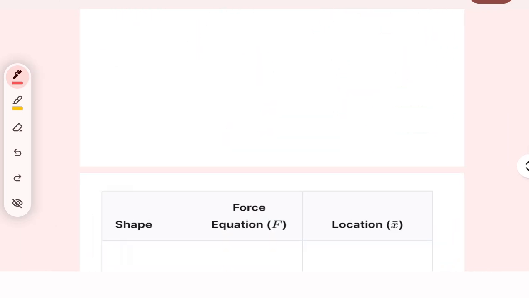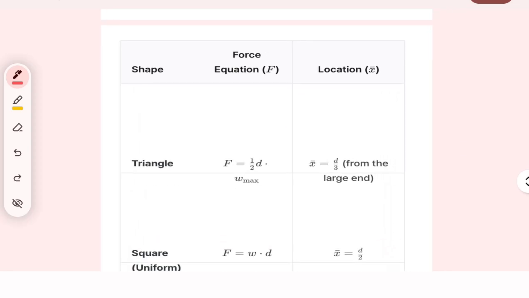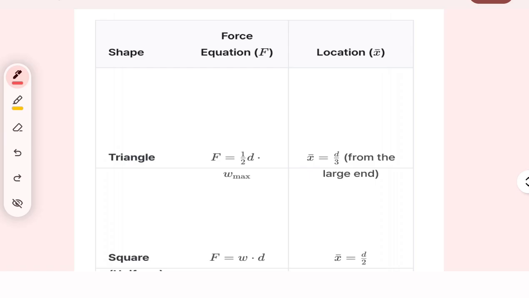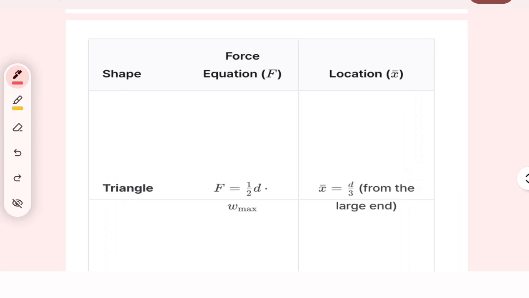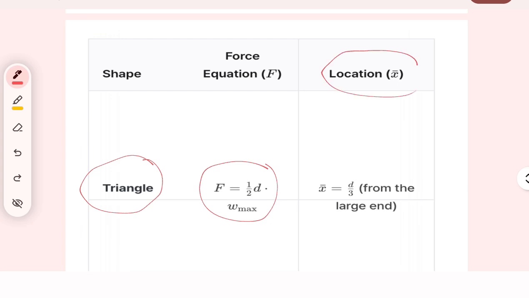And that's exactly it. So here is a bit of a summary of what we have just discussed. If the distributed load is a triangle, you need to compute the area of the triangle to compute the force of the triangular distributed load. This is the area of the triangle, 1/2 base times height, or 1/2 D times W in this case. And where is the location of F? The location is D/3 from the larger or heavier end, or 2D/3 from the other side.